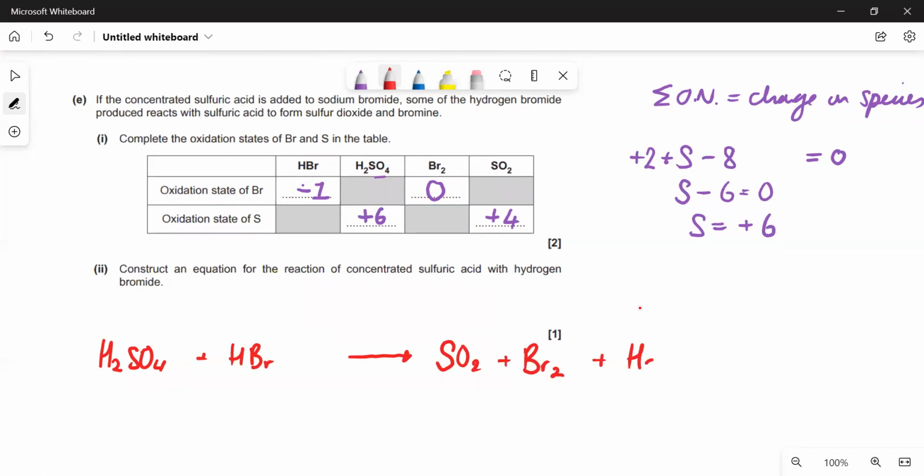Right, now we need to think about balancing that equation. Look, we've got an oxidation number of sulfur there of +6, and here it's +4. So that means when that goes to there, that has gained 2 electrons.